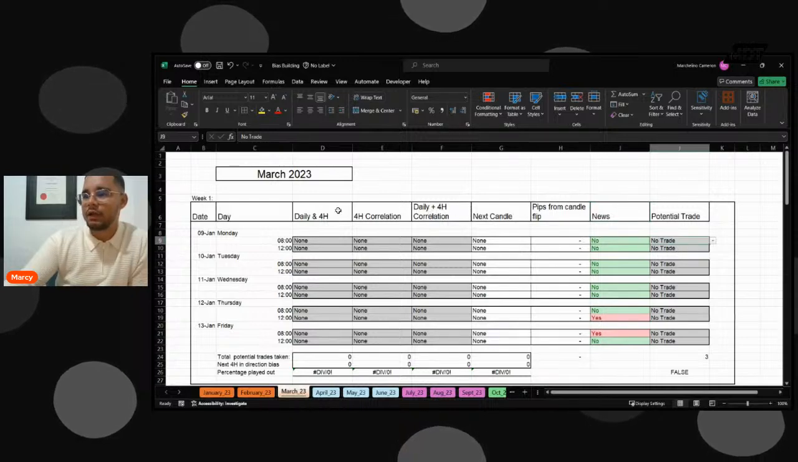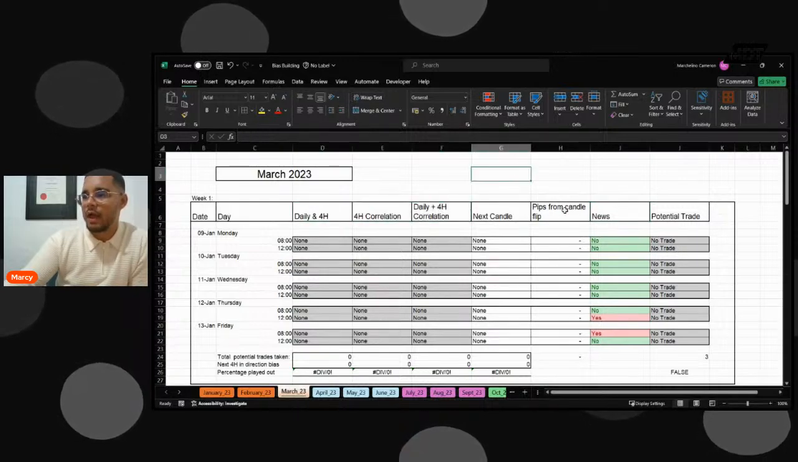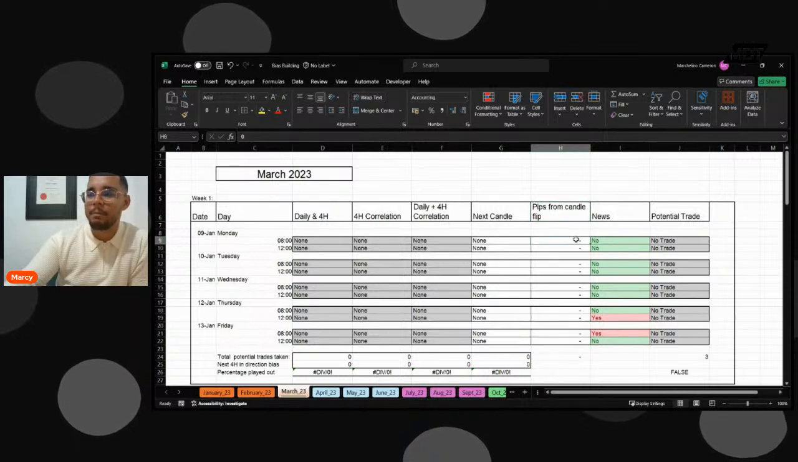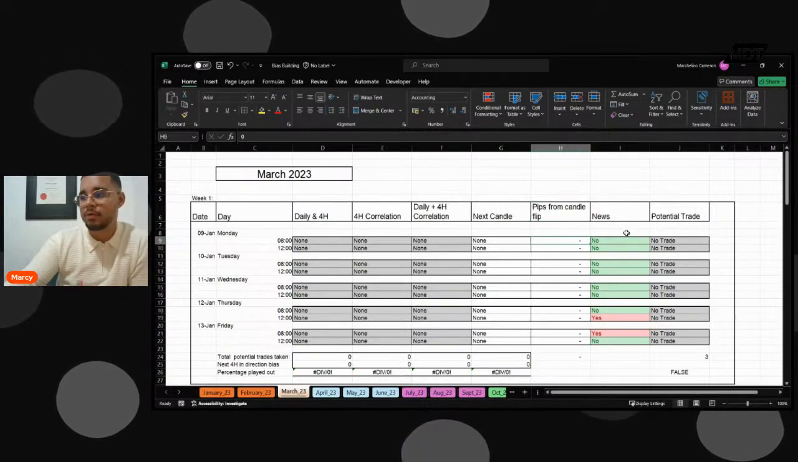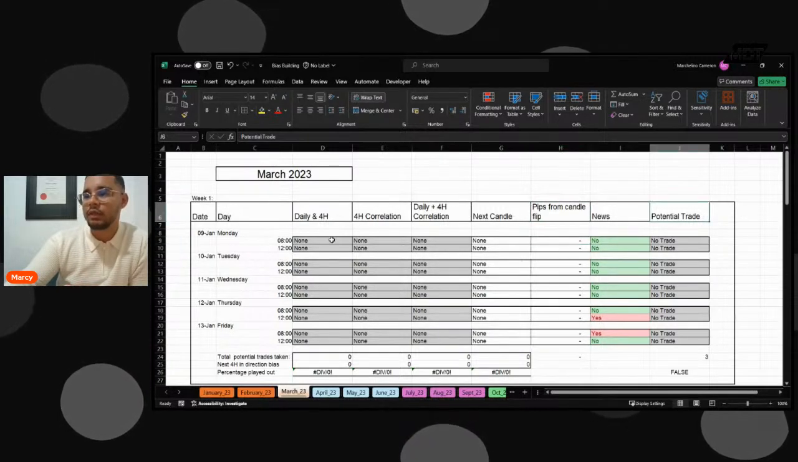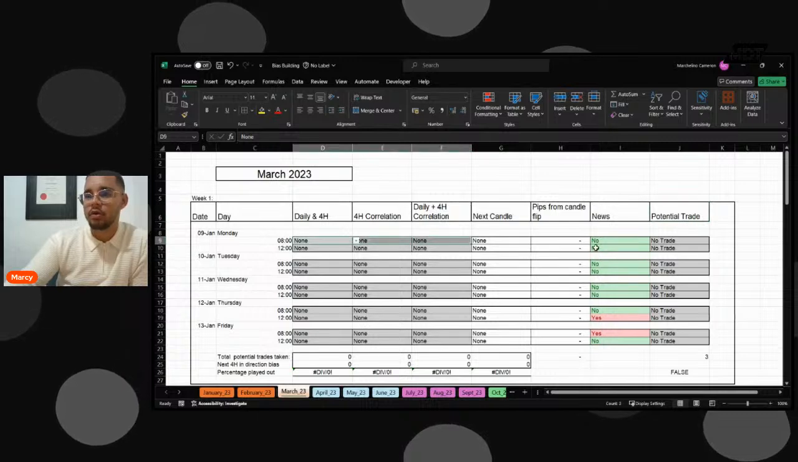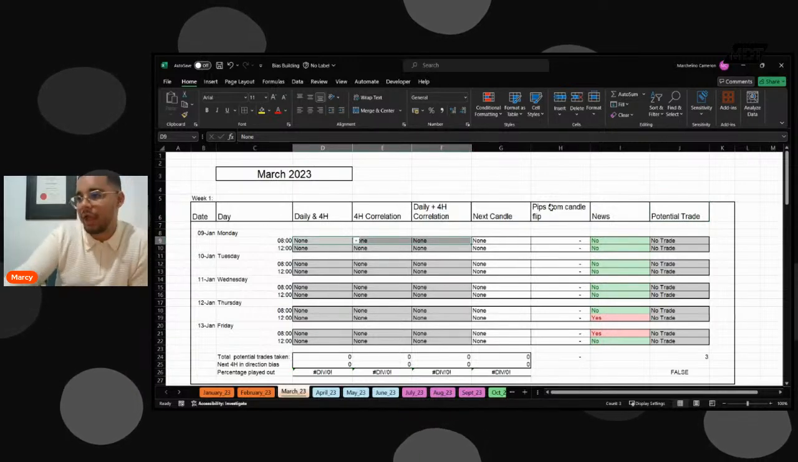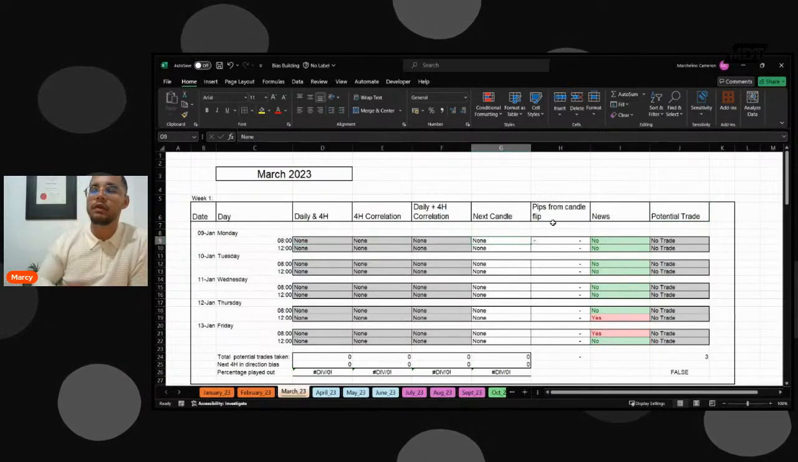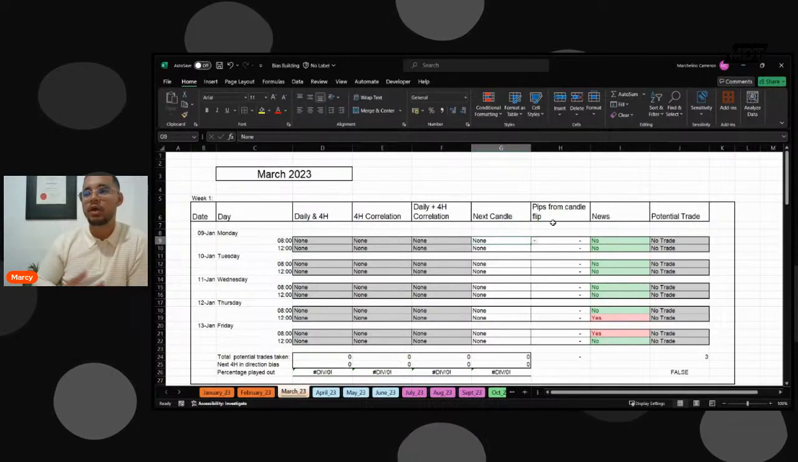When we have a directional bias and the next candle moves up in our direction more than 10 pips, we will have a potential trade in the direction of the directional bias. And then we'll just record the next candle to see if it was a potential winner or loser.